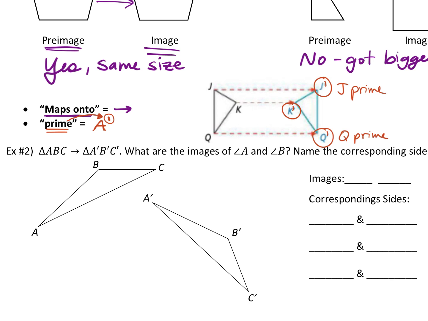Here's the deal with this. The primes are always your new figure. So whenever you see a prime with something, you should think, that's my image. If there is no prime with it, that's your pre-image.